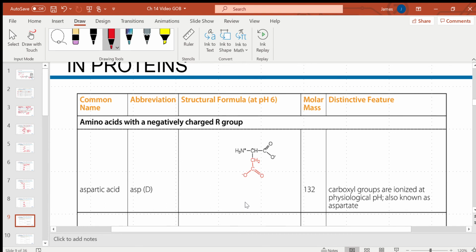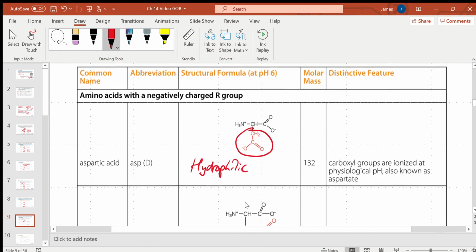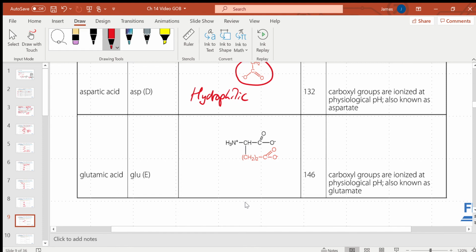Aspartic acid. Aspartic acid, or you could say aspartate, I guess, is hydrophilic. We have glutamic acid. No, sorry, glutamic acid is, what is glutamic acid? Glutamic acid is glutamic acid. Guess you could say glutamate. Hydrophilic.